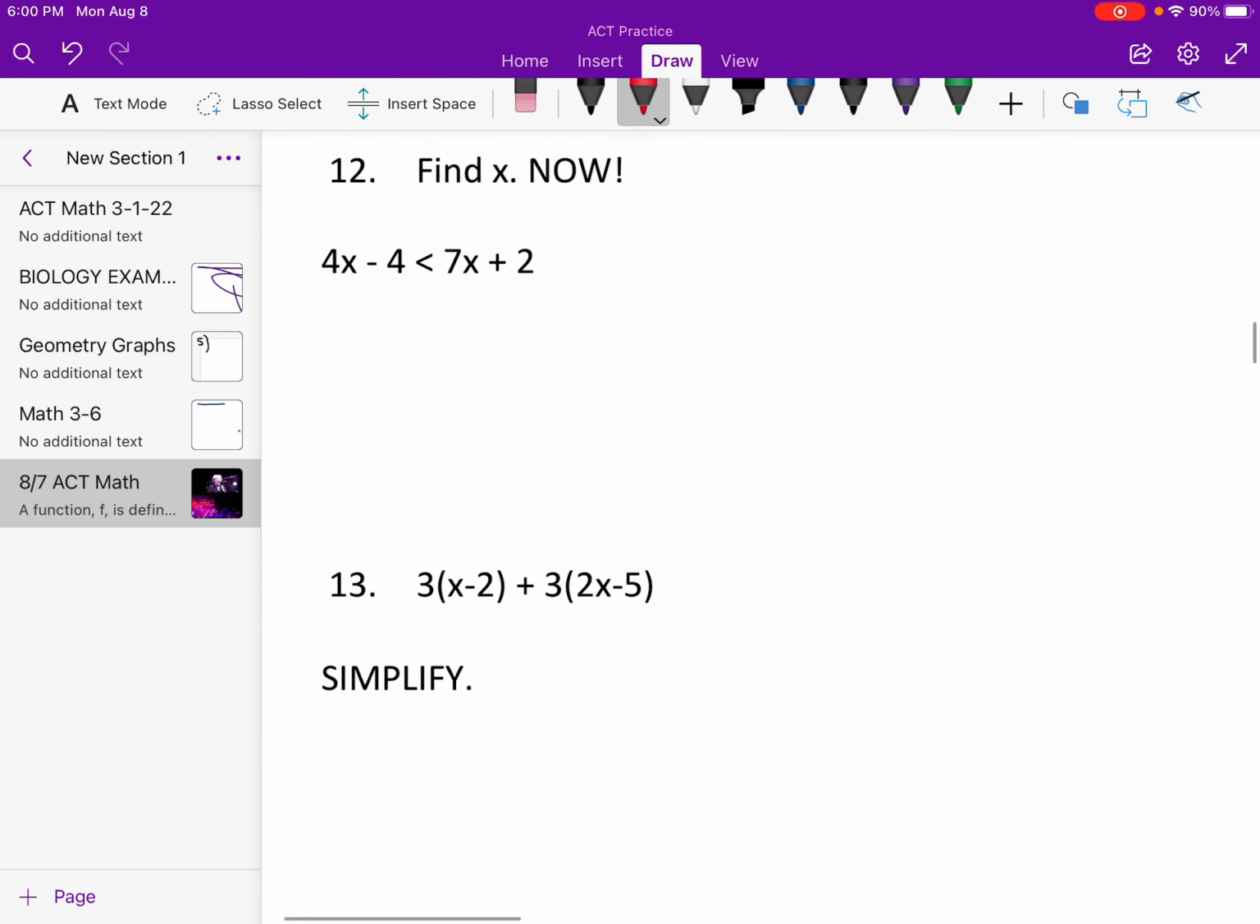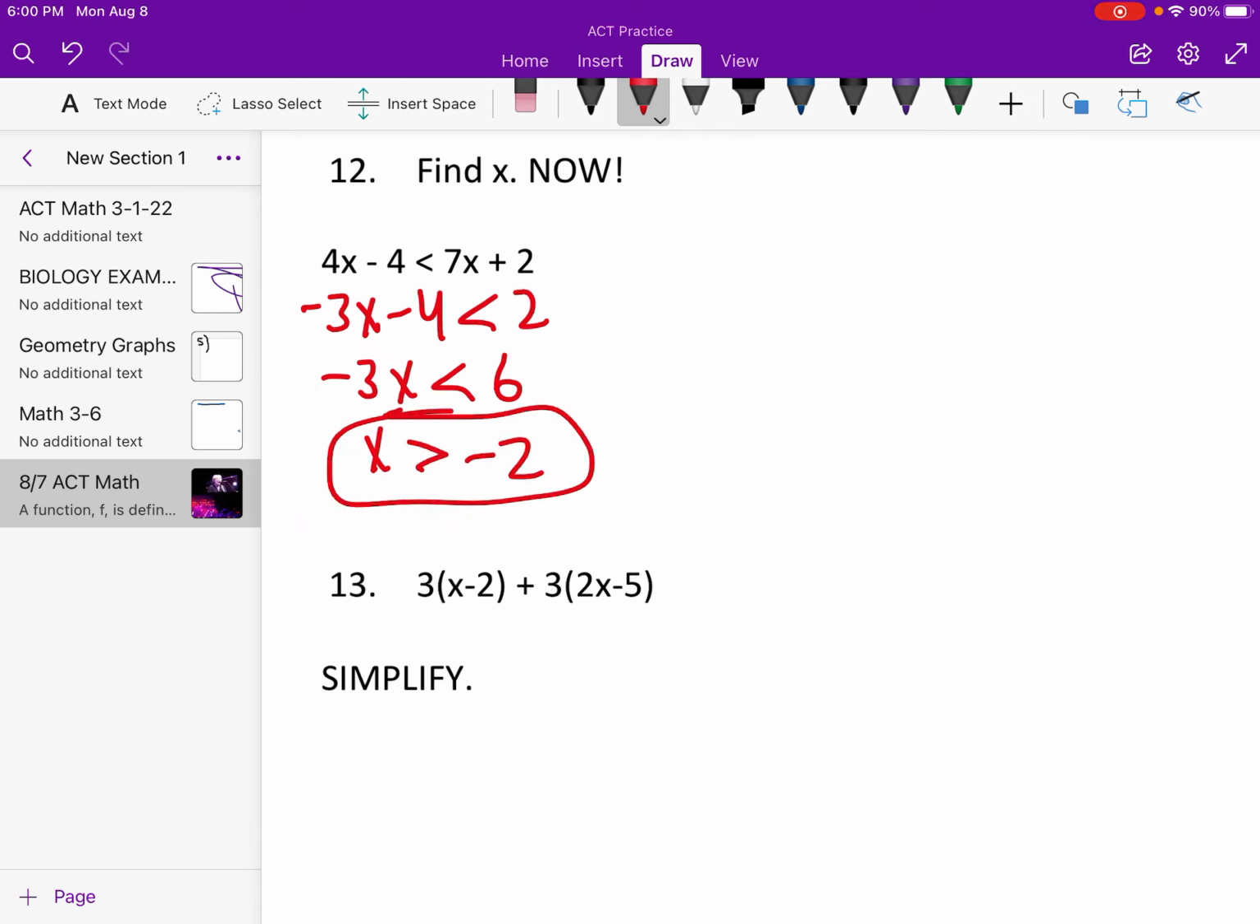Find x now. Oh, okay. So this is an inequality, so we have to get the x's on the same side, so we can subtract 7x from both sides. We have now negative 3x minus 4 is less than 2. Now we add 4 to both sides, so the 4 cancels out, and now we have 6. And now we divide by negative 3 to get x by itself, but anytime you divide by a negative with an inequality, you always have to flip the sign. So that would be this.